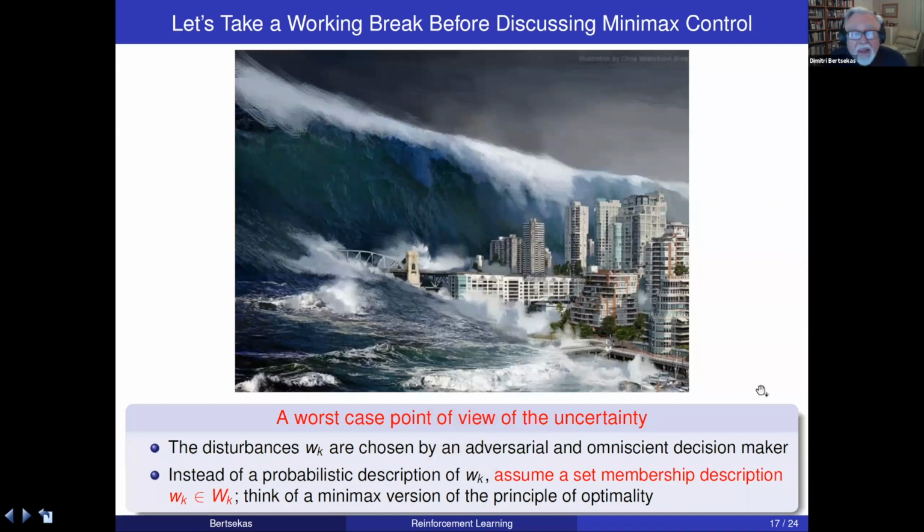We're going to spend the remainder of this lecture on Minimax Control. And like I said, there is a different description of the uncertainty. And do you have any thoughts as to how we would deal with that?